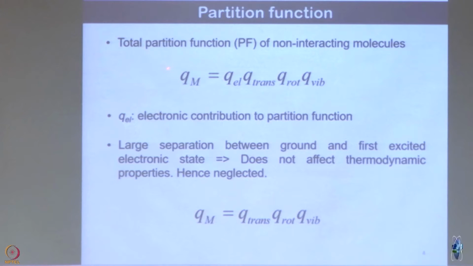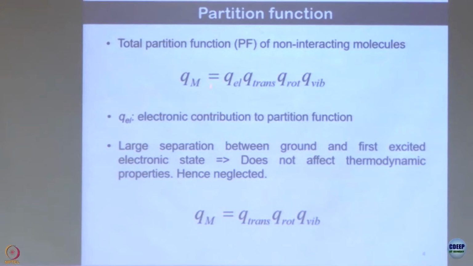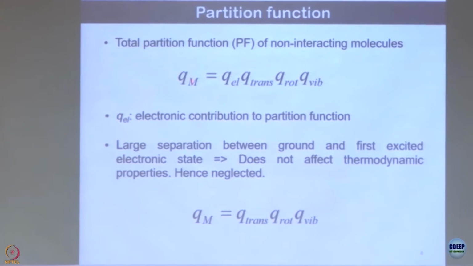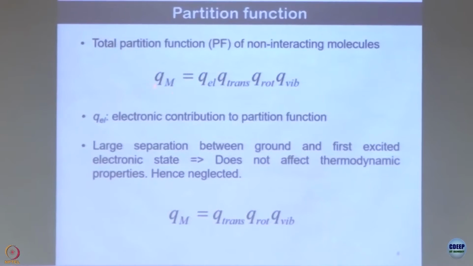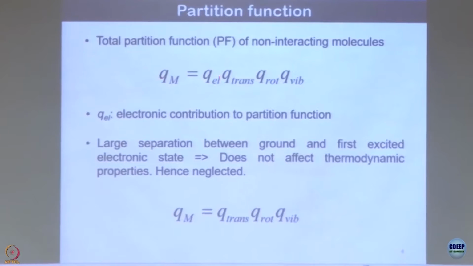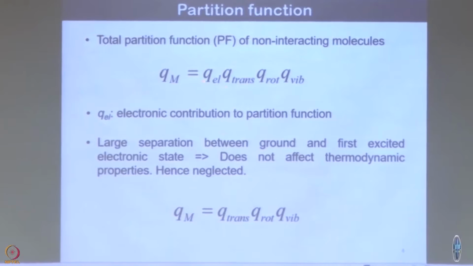Okay. Now, if they are non-interacting and independent, then the total molecular partition function Qm for a molecule is a product of the individual partition functions. That is because if they are independent, the energy levels of each are different, and the partition function is a sum over the energy levels. You understand that?